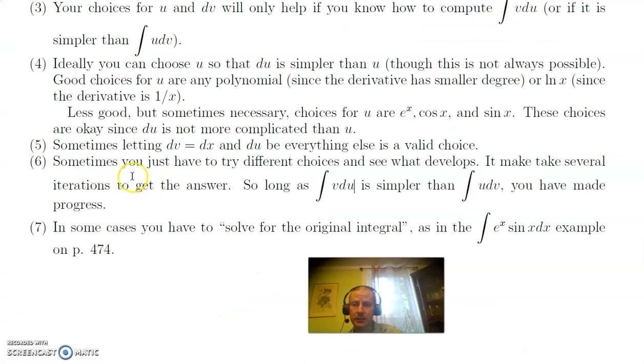Now my point 6 is sometimes you just have to try different choices for u and dv and see what develops. Sometimes there is going to be more than one choice, and sometimes it's a complicated integral where you can't necessarily see what the end game is going to look like. So you try stuff and see where it leads you. And furthermore, it might take several iterations to get the answer. You do integration by parts not just once, but several times to solve a lot of integrals.